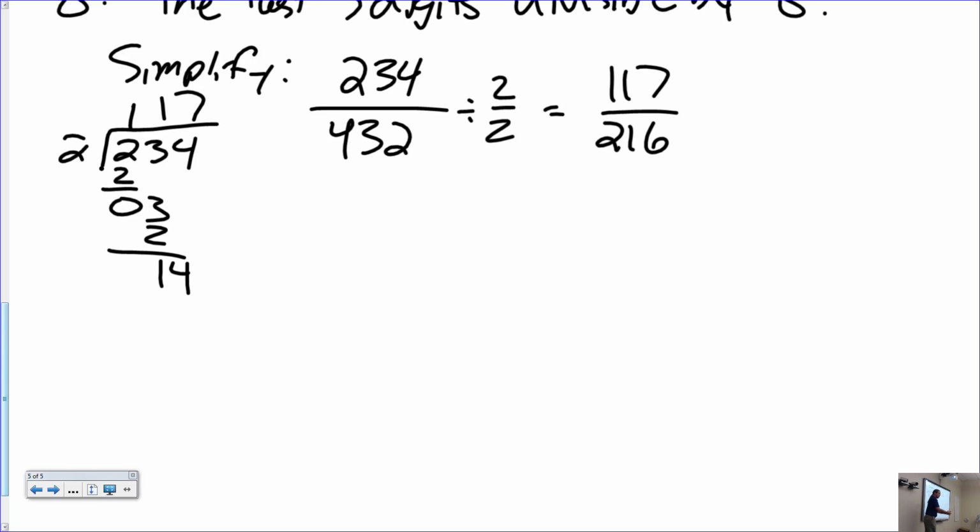Now, once you're done with the 2's, now go to your 3's. What's 1 plus 1 plus 7? 9. What's 2 plus 1 plus 6? 9. Both divisible by 3. If you can't divide by 3 in your head, what are you going to do? Do long division. There's nothing wrong with sitting down and doing it long-wise, folks. I have no problem with that.